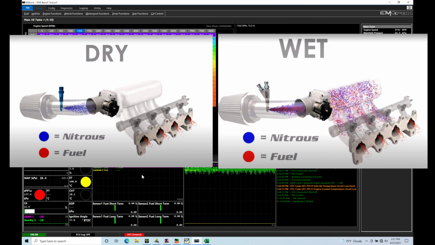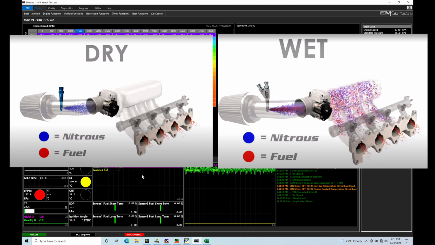On the left-hand side, with our dry kit, we're just going to be spraying nitrous only. We're not going to be spraying fuel. On the right-hand side, that's our wet kit. The difference is that the wet sprays both fuel and nitrous, and on the left side here, the dry just sprays nitrous.